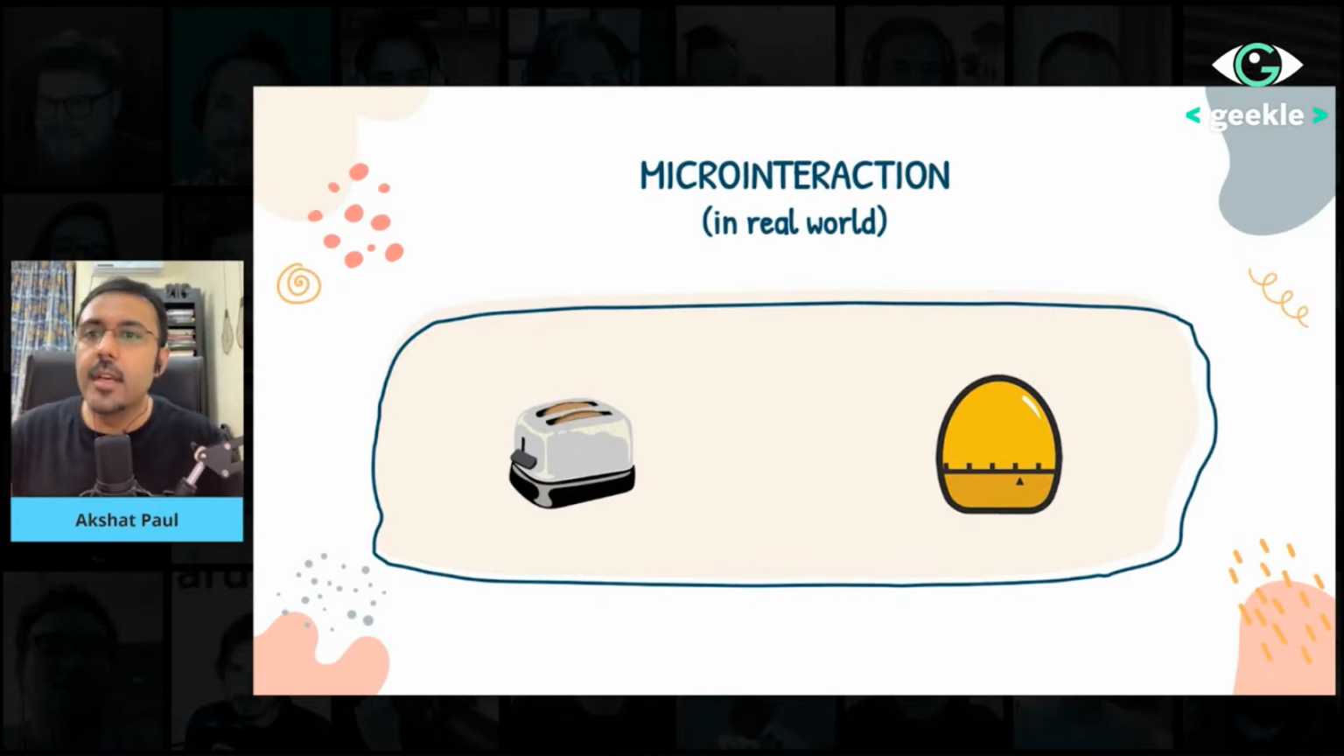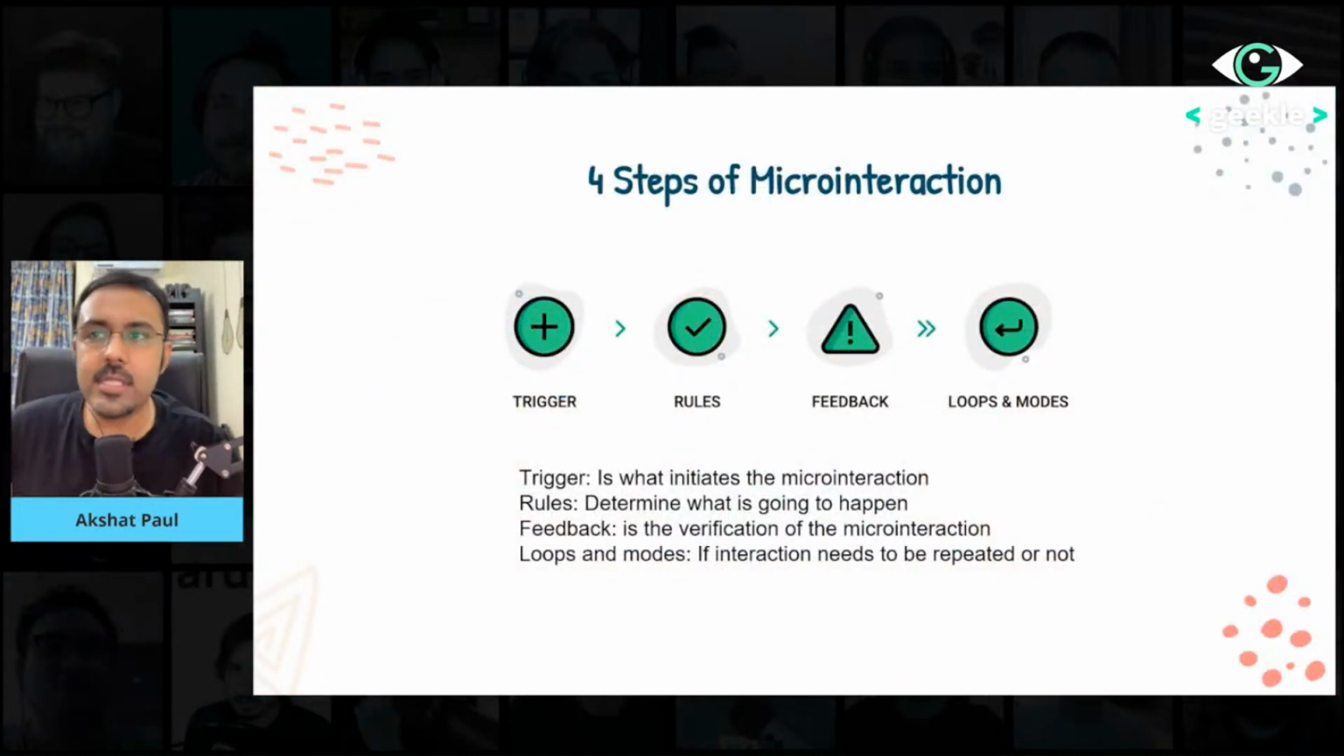The second one is an egg timer that pings to let you know that your eggs are cooked to perfection. Though these are very simple tasks and we think that they come by default, these are small micro interactions, and they actually have proper steps to be followed in order to make them successful. So let's look at these four steps of micro interaction.